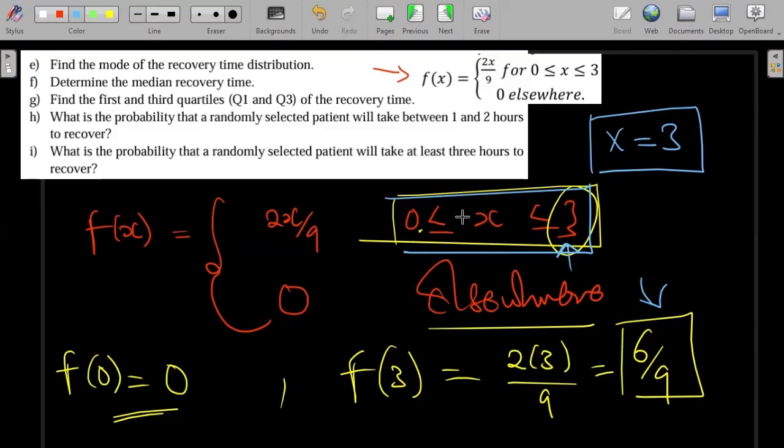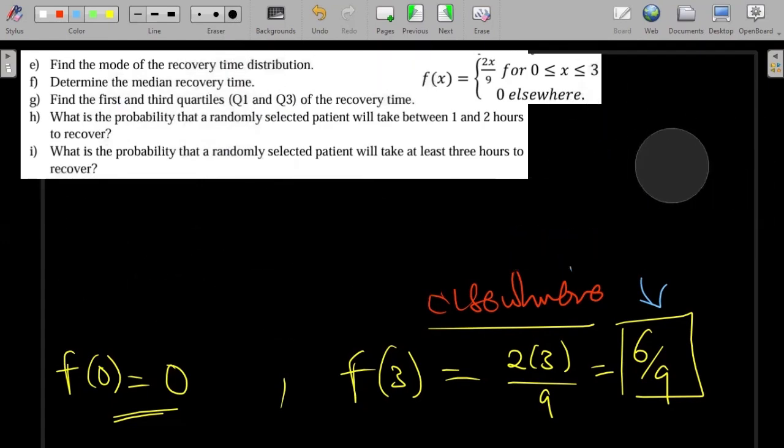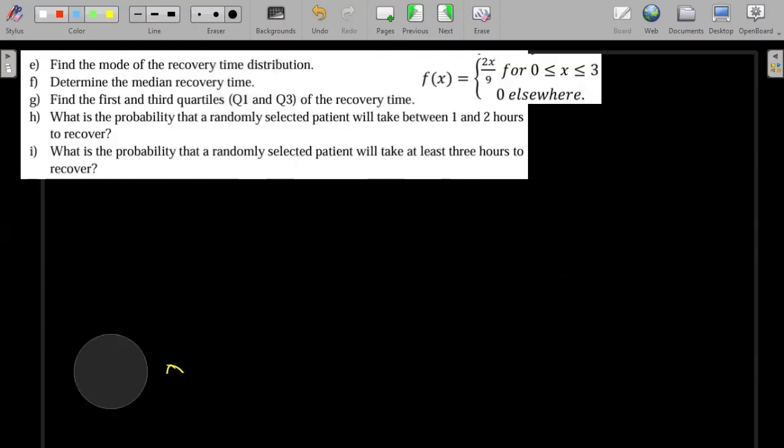Okay, and then we can look at F. So F, they're saying determine the median recovery time. For us to find the median recovery time, and I can also see that on G here we have the Q1, Q3. So for us to find those ones, we need to find the CDF. Okay, so how do you find the CDF?